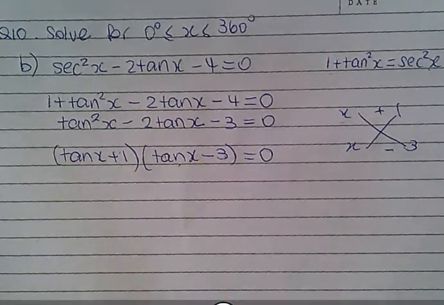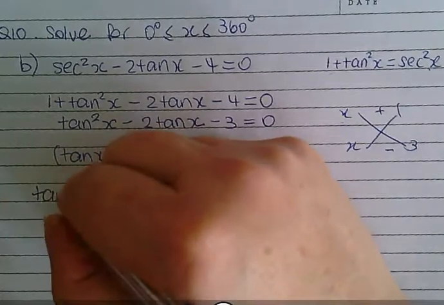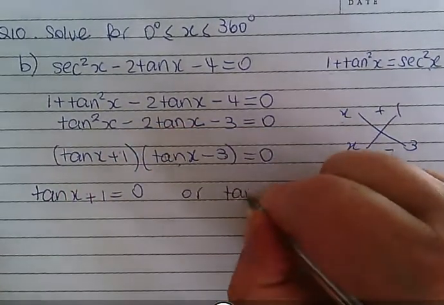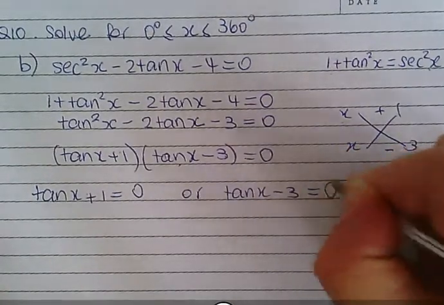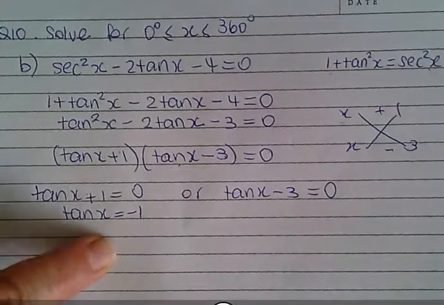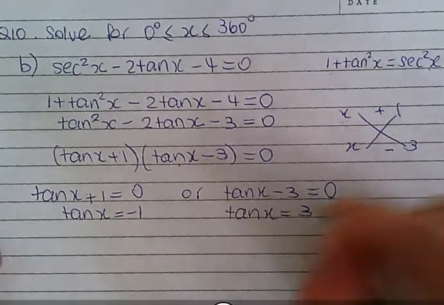Great. Now, girls, tan does not just go between 1 and negative 1. Tan goes to infinity, positive and negative. So therefore, tan of x plus 1 equals 0, or tan of x minus 3 equals 0. That means that tan x is negative 1. That one's an exact value. And the other one, tan x is 3, you need your calculator for.